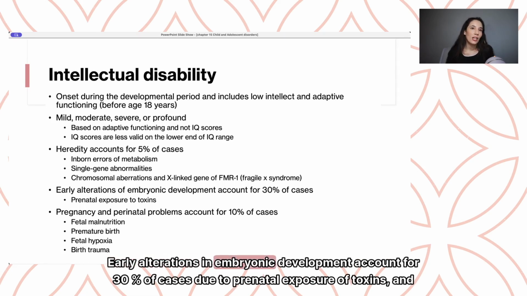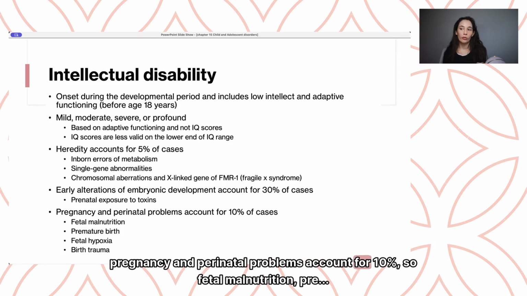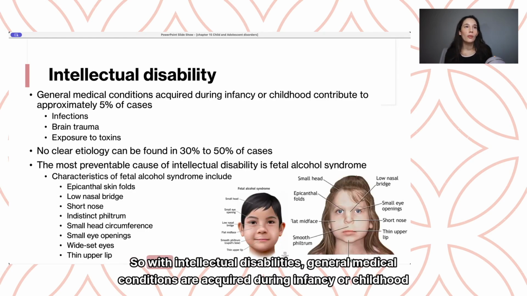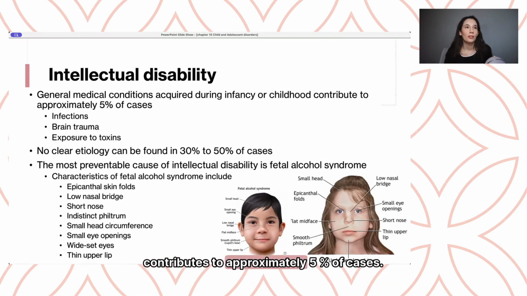Early alterations in embryonic development account for 30% of cases due to prenatal exposure of toxins, and pregnancy and perinatal problems account for 10%. So fetal malnutrition, premature birth, fetal hypoxia, and birth trauma. So with intellectual disabilities, general medical conditions acquired during infancy or childhood contribute to approximately 5% of cases. So infections, brain trauma, and exposure to toxins.